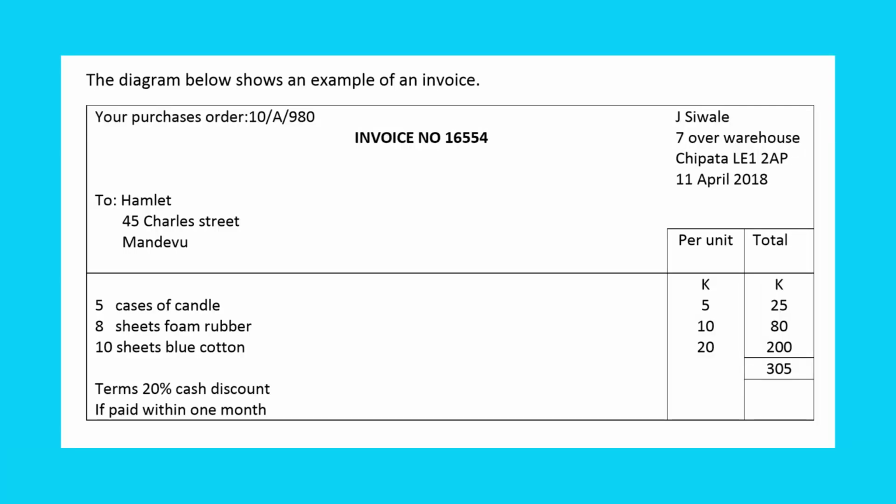Then we have 8 sheets of rubber, so we say 8 multiplied by 10, and the total is 80. Then we have 10 sheets of blue cotton going at 20 kwacha per unit. To find the total, 10 multiplied by 20 gives 200. So the total amount is 25 plus 80 plus 200, and the answer is 305. The terms are a 20% cash discount if paid within 1 month.